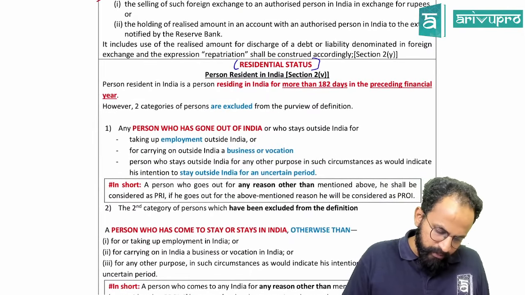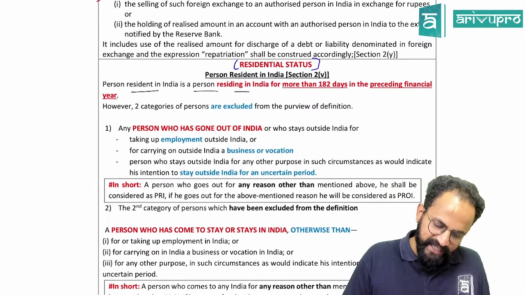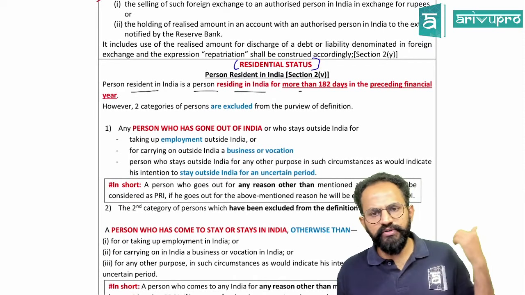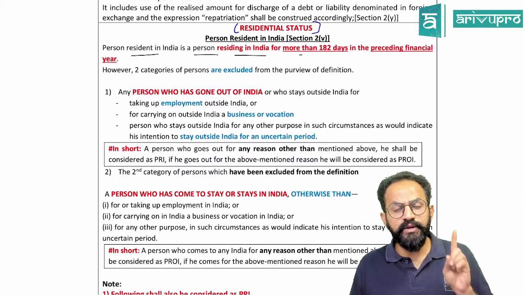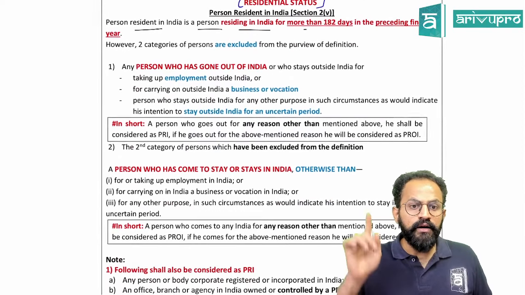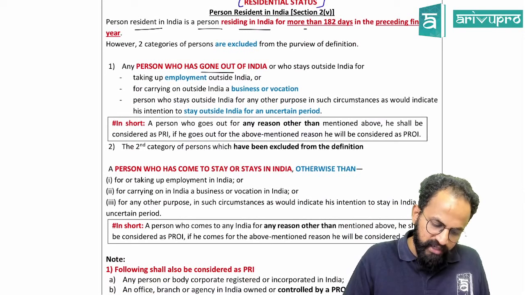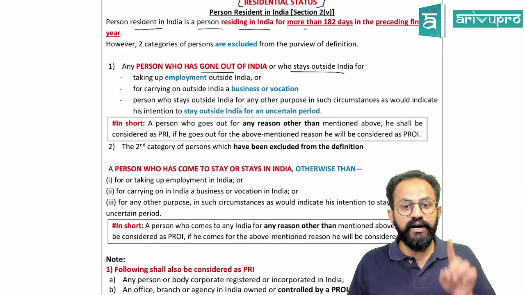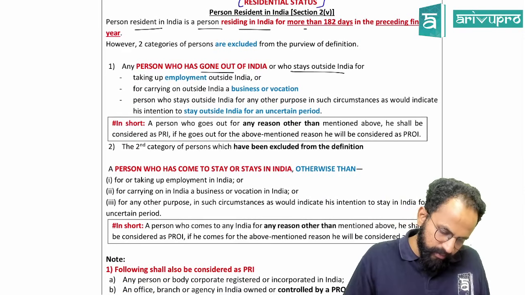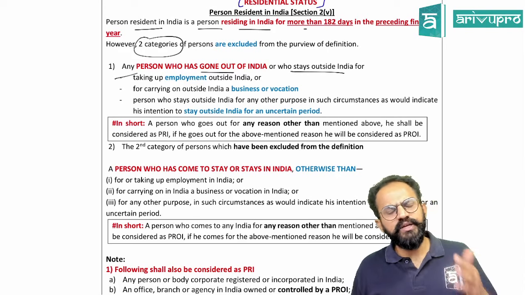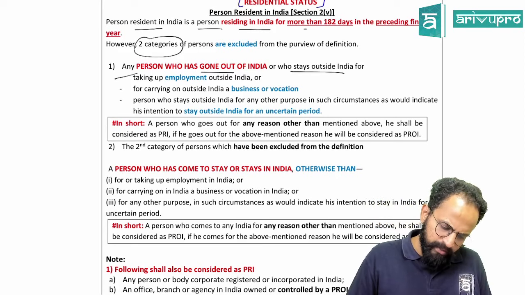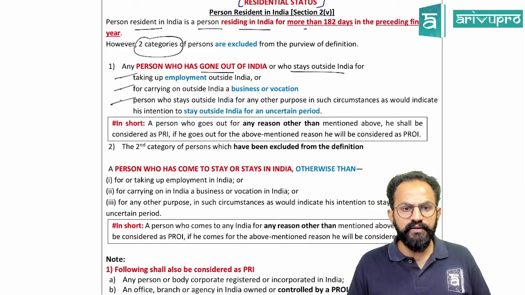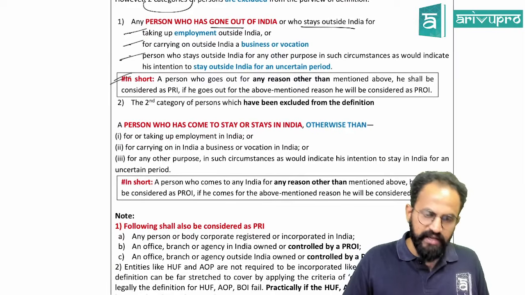See, a person resident in India is a person residing in India for more than 182 days in the preceding financial year. However, two categories of persons are excluded from the purview of the definition. Who are they? A person who has gone out of India or stays outside India for taking up employment, business or an uncertain period. So these are excluded from PRI. In short, that is the same thing I have given here.